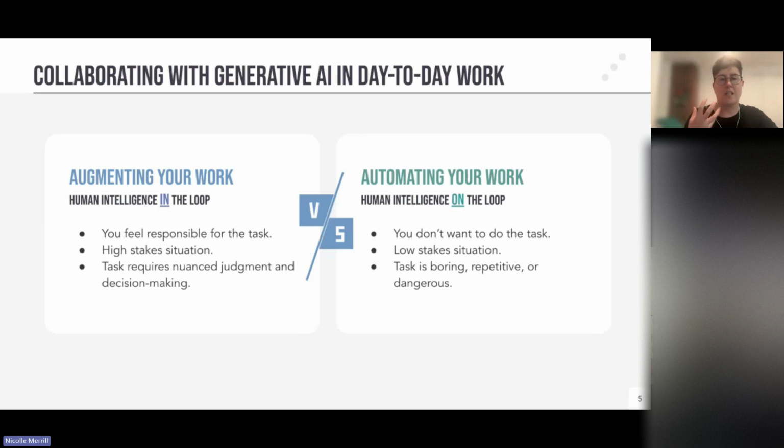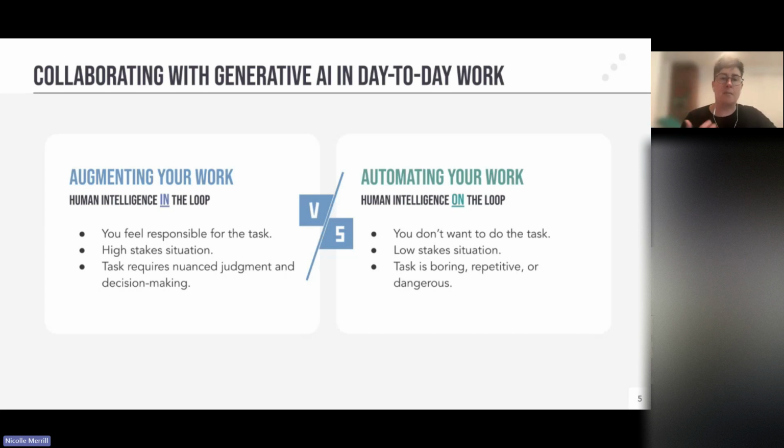You as the human, you're really collaborating with this tool. This is maybe a task that you feel responsible for. It may have a high stakes situation. So maybe you need to analyze a lot of information and then make a strategic decision on it. That's a pretty high stakes situation, right? If everybody's relying on you. And then maybe the task requires nuanced judgment and decision making. That would be a case where you would use generative AI to augment your work. Maybe you use it to get started in the work, but then you do the rest.